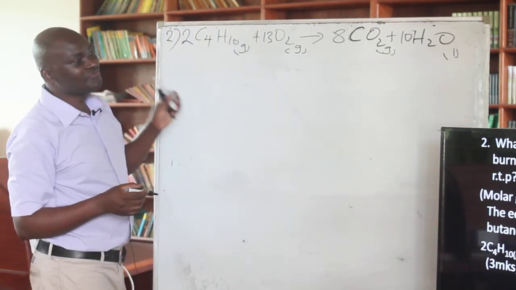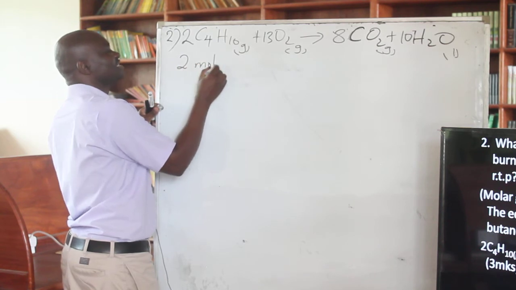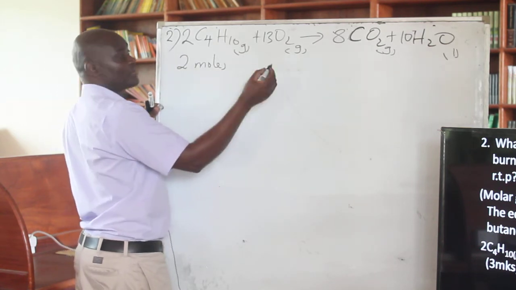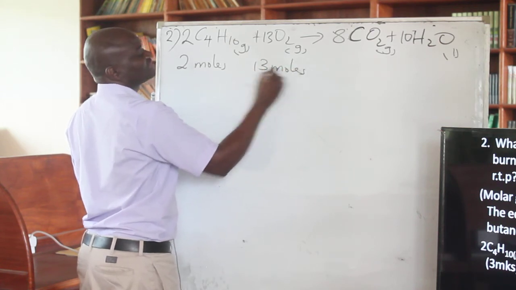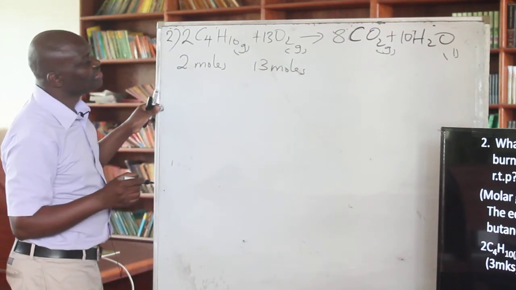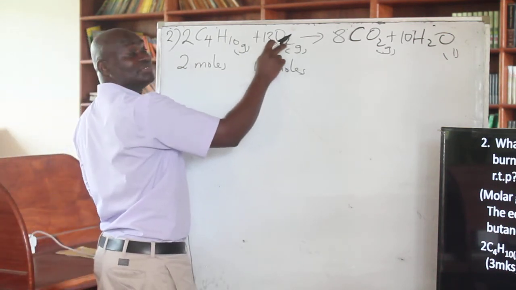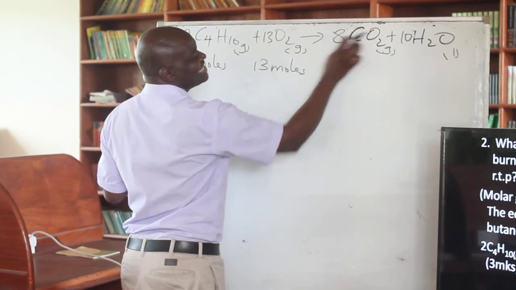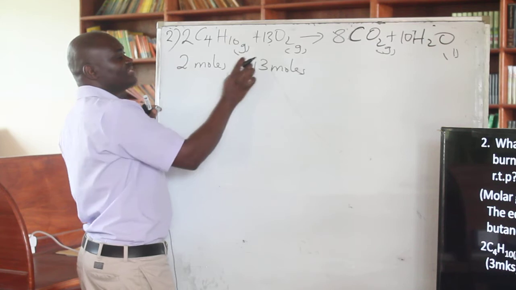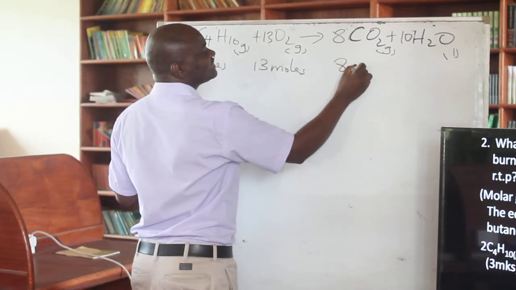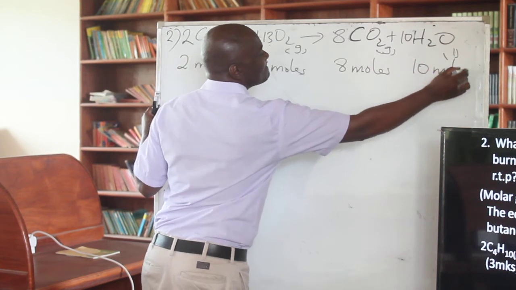Then we are told what volume. So 2 volumes, or let us use moles, of butane requires 13 moles, because 13 times 2 is 26. 16 plus 10, 26. So 13 moles, and this is 8 moles. And then this is 10 moles.